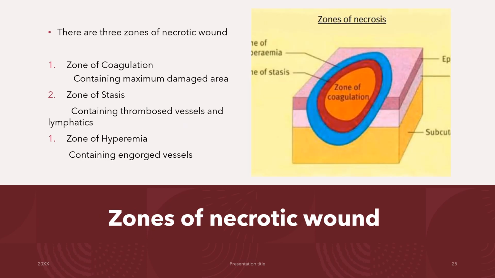So there are three zones of necrosis. Zone of coagulation, containing the maximum damage area. Zone of stasis, containing thrombosed vessels, the peri-wound area. And zone of hyperemia, containing engorged vessels.